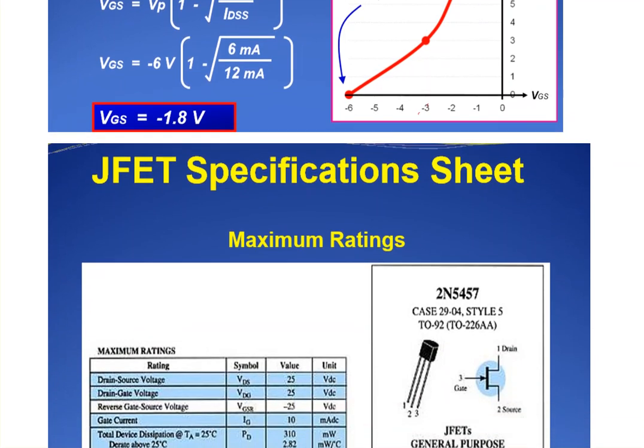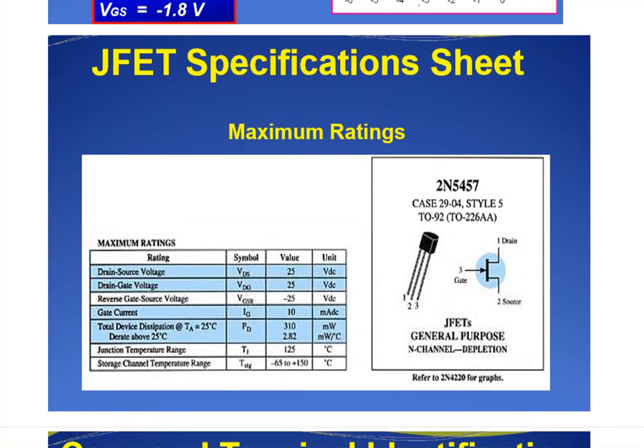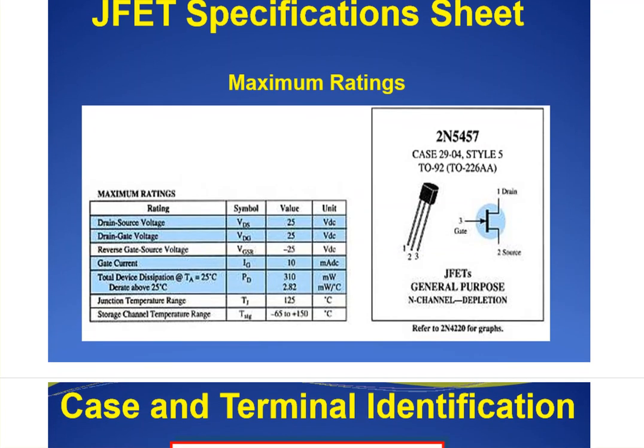Now if you want to look at the specifications and ratings, again as I said, this is one of the JFET transistors, the 2N5457. You can see that you have 1, 2, 3. Number 1 will be the drain, the gate will be number 3, and the one in the middle is the source. So that's important, and it's giving you here all the values that you have.